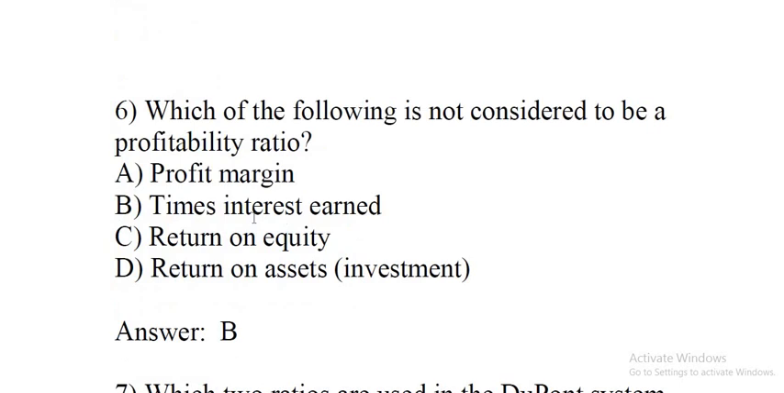The next question, which of the following is not considered to be a profitability ratio? Profit margin ratio, times interest earned ratio, return on equity ratios, or return on assets or investment ratio. The answer is B, times interest earned.